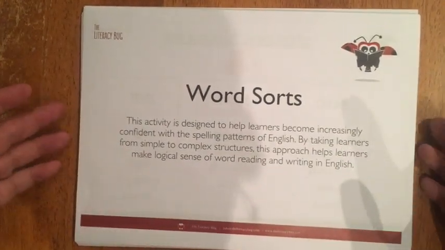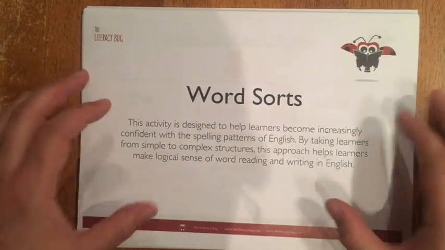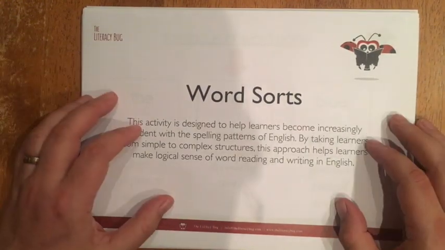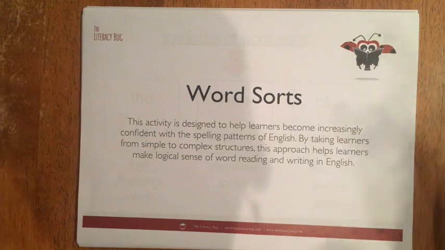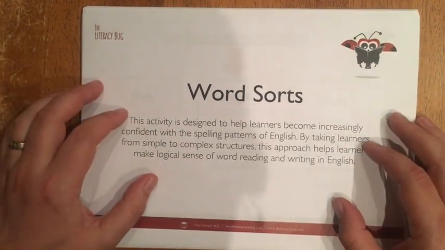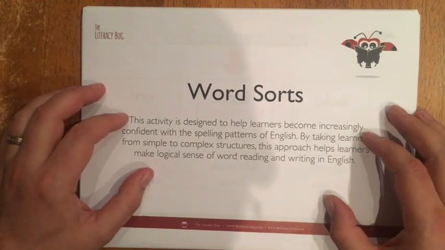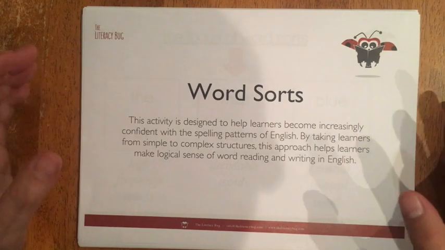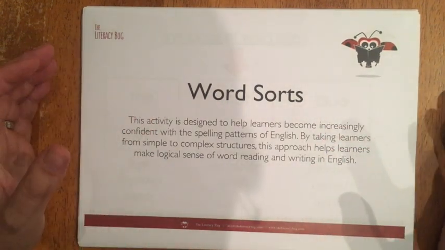It is with great pleasure that we introduce you to another presentation from the Literacy Bug. In this case, another activities presentation. In this case, we'll be looking at word sorts, the activity that can progressively introduce learners to these subtleties in English orthography by gradually introducing children to sound and letter patterns within the context of simple to more complex words.